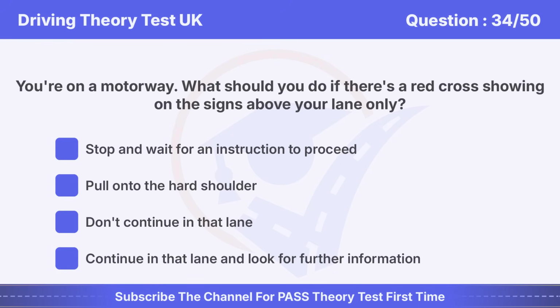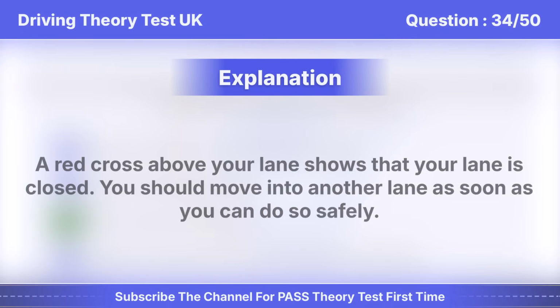Question 34. You're on a motorway. What should you do if there's a red cross showing on the signs above your lane only? Answer is C. Don't continue in that lane. A red cross above your lane shows that your lane is closed. You should move into another lane as soon as you can do so safely.